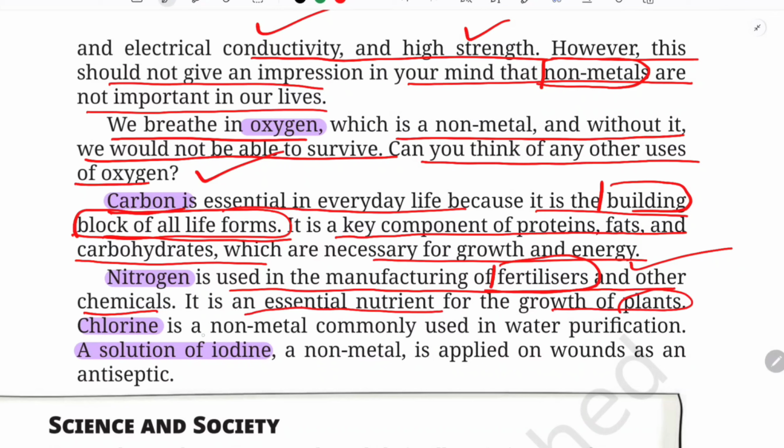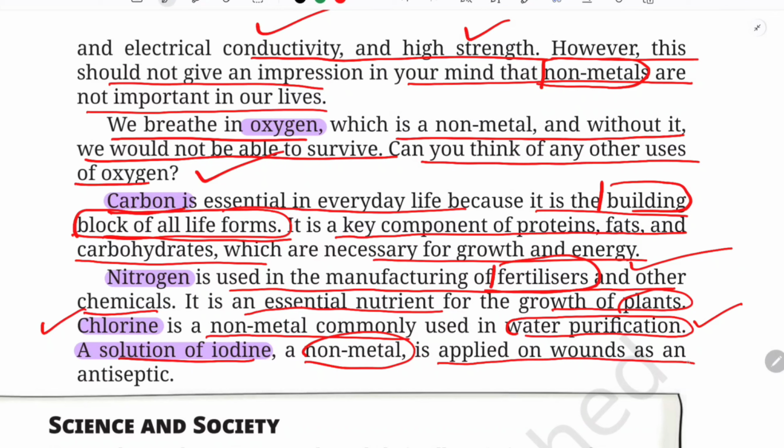And next is chlorine, a non-metal commonly used in water purification. In order to purify water, what can you add there? You can add chlorine and your water will be purified. And next we have a solution of iodine, which is also a non-metal and is usually applied on wounds as an antiseptic. So these are all very much necessary. That means both metals as well as non-metals are very much important in our life.